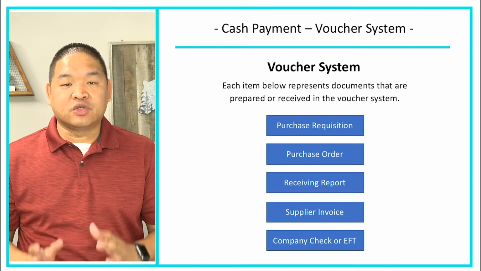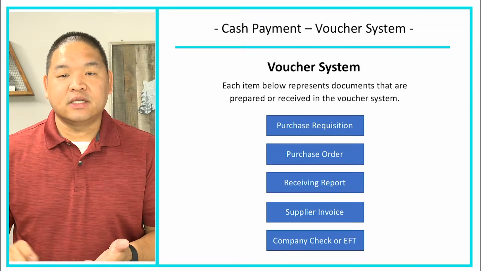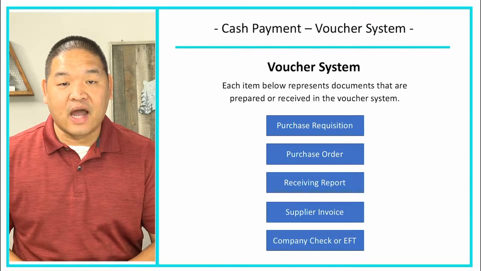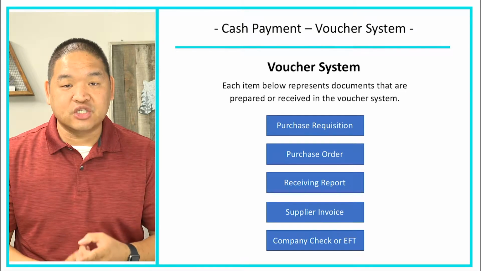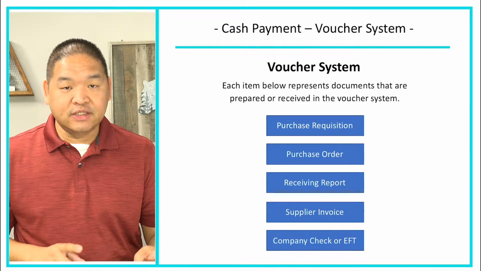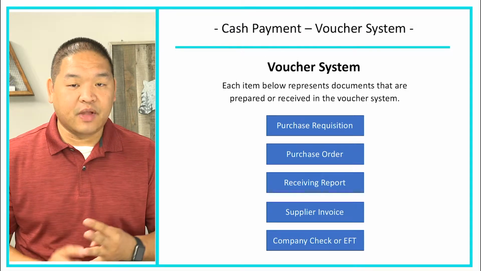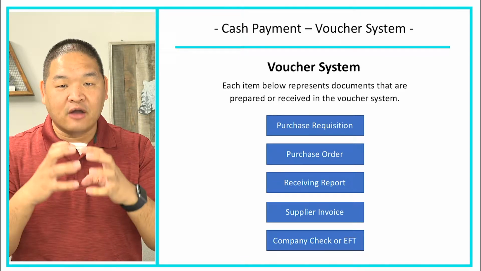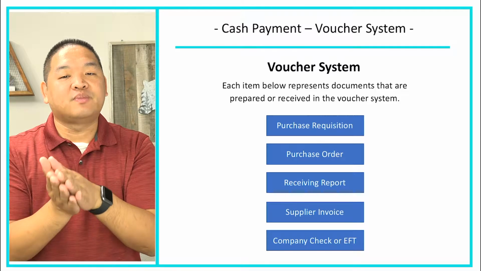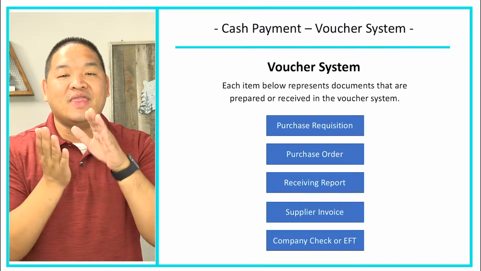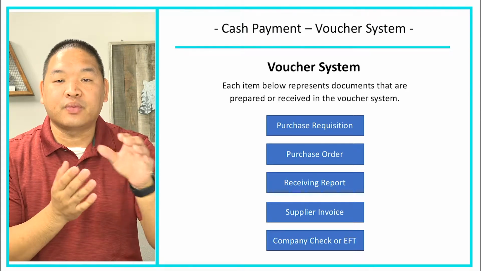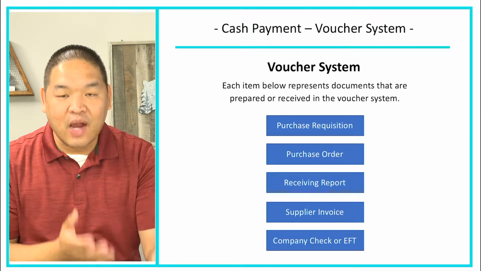This is the voucher system. So if I'm writing the checks, I won't write a check until I see all of these documents. I need to see a purchase requisition, a PO, a receiving report if it's goods, not services, and then the supplier's invoice. Once I have that voucher package, we call it a package because there's multiple documents, then I can sign off on the check. Then I can actually approve the check. Then I can actually write the check.